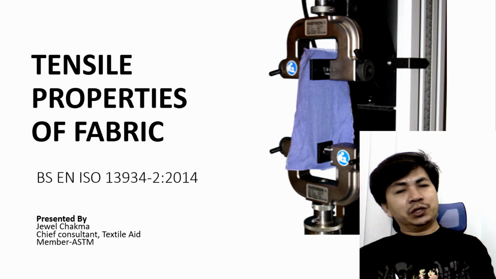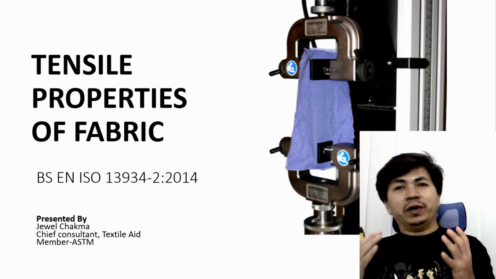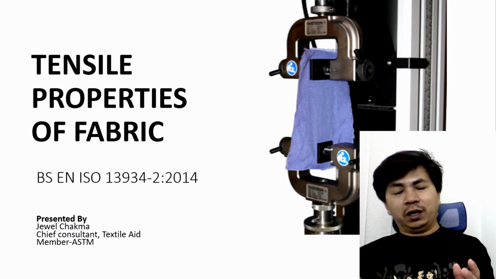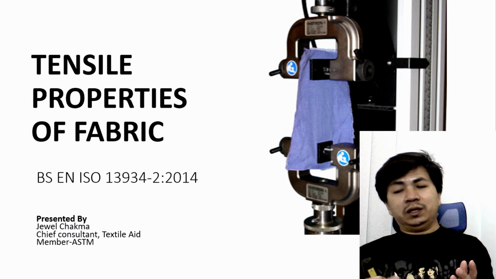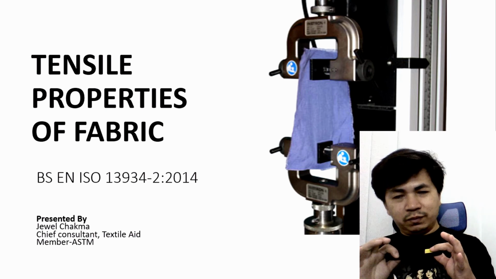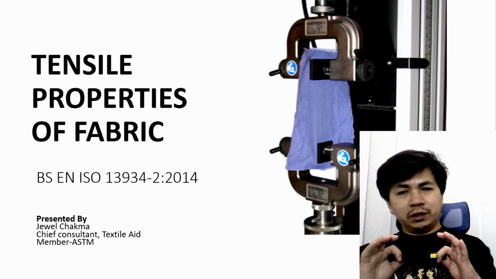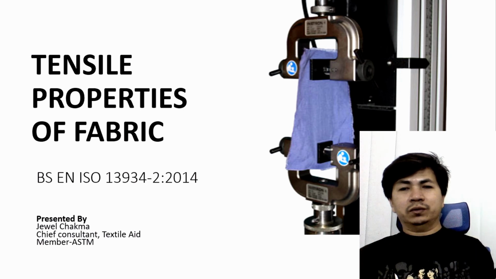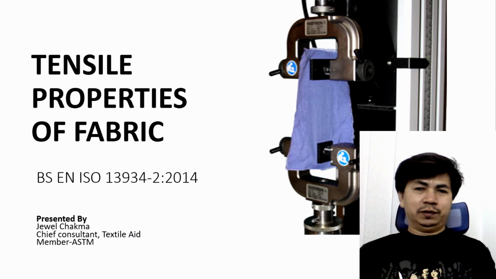So what is tensile strength? Tensile strength is the maximum breaking force which is required to break a material. In other words, if we grip a material and apply a force, what will be the condition of the material? It will extend gradually. Once it breaks down, the force required for the breakdown is the tensile strength.